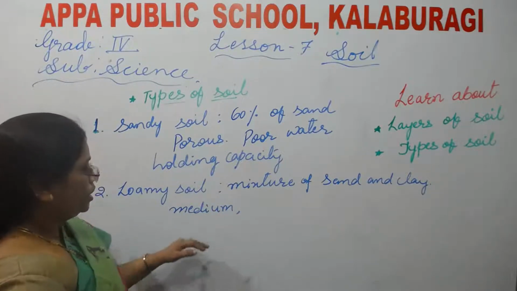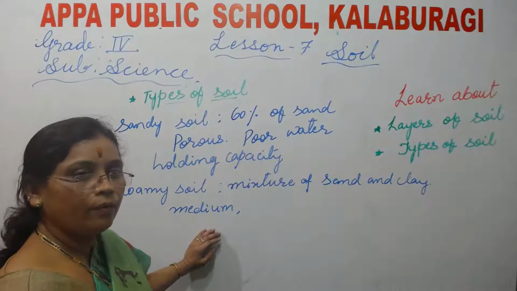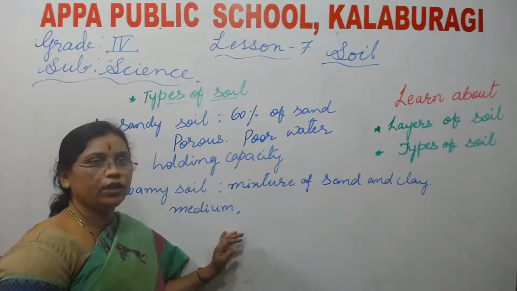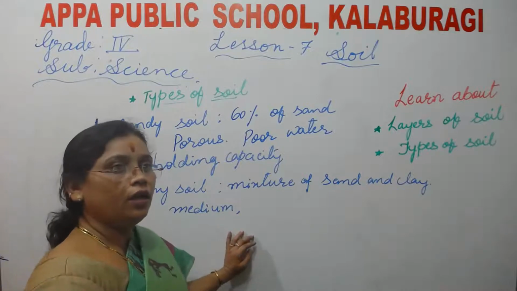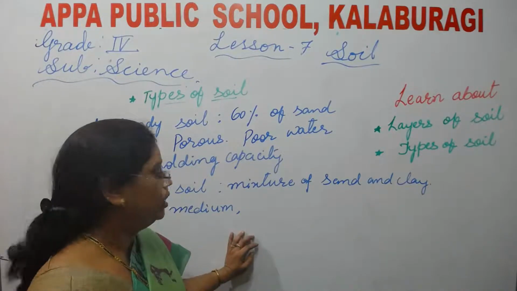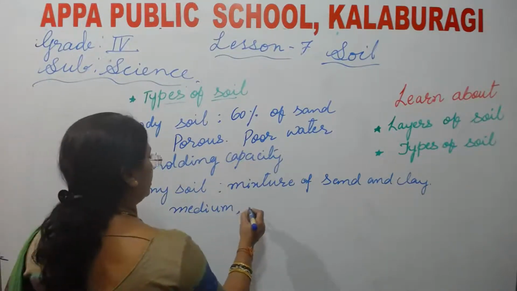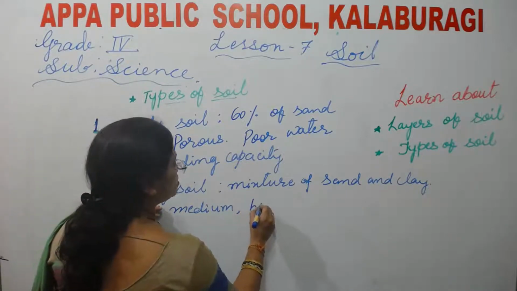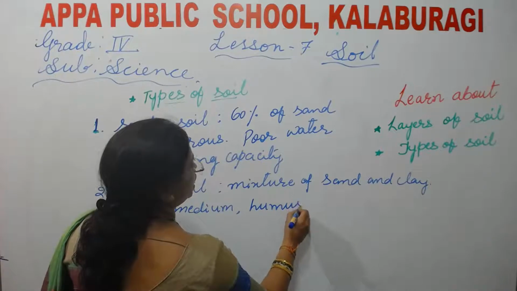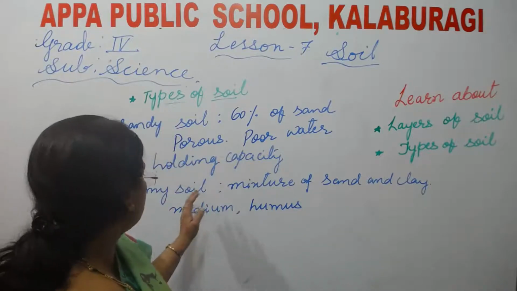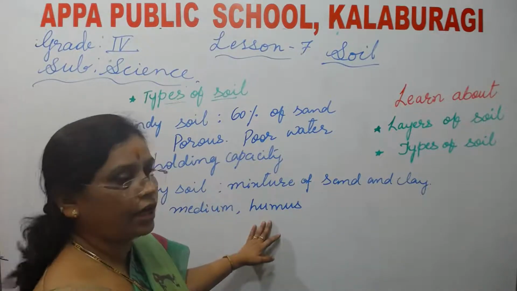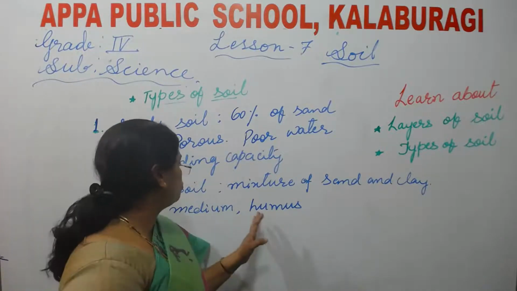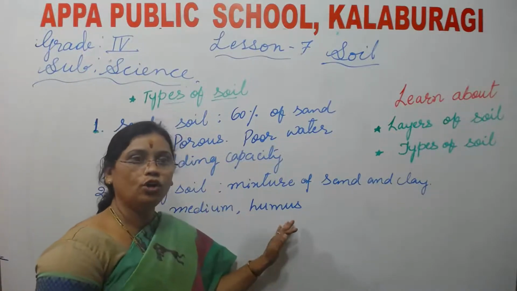And it contains a sufficient amount of air so that the roots can breathe properly. It also has one more thing: loamy soil has humus. As it contains humus, it is very rich in nutrients and suitable for the plants to grow.